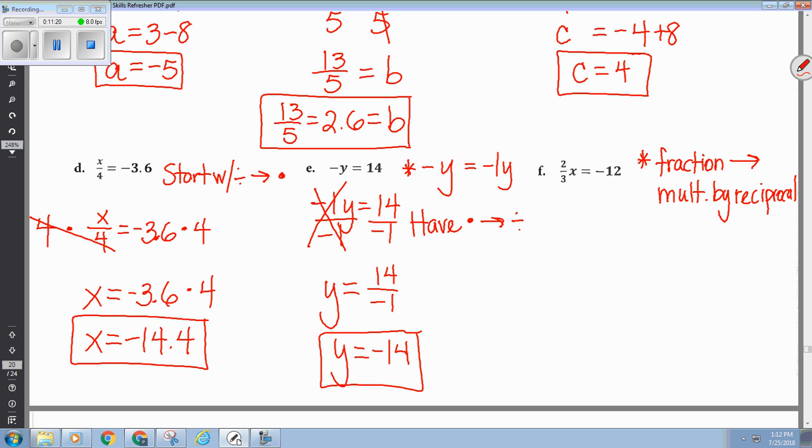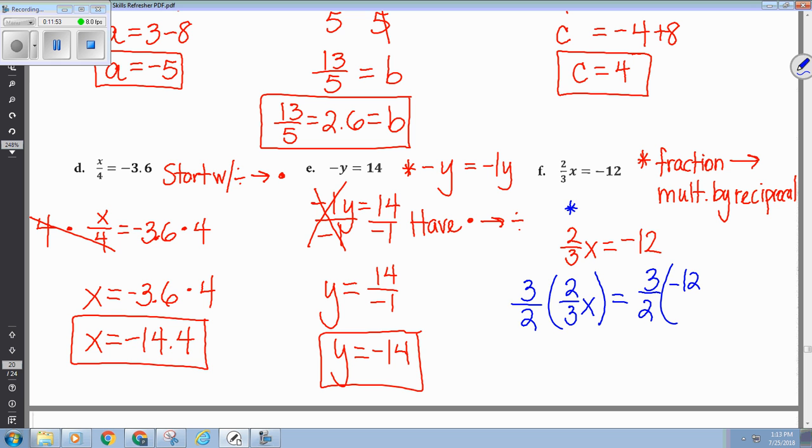So we look at our problem. You have 2/3 x equals -12. Again, the whole point is to get the variable by itself. So what we would do is take the fraction and flip it over to its reciprocal. So the reciprocal of 2/3 is 3/2. So we're going to multiply both sides by 3/2.